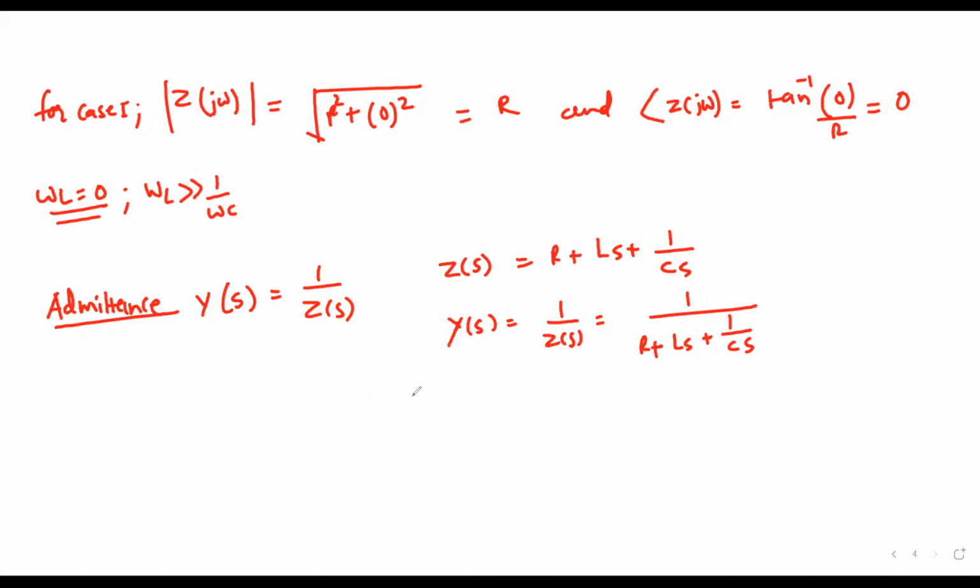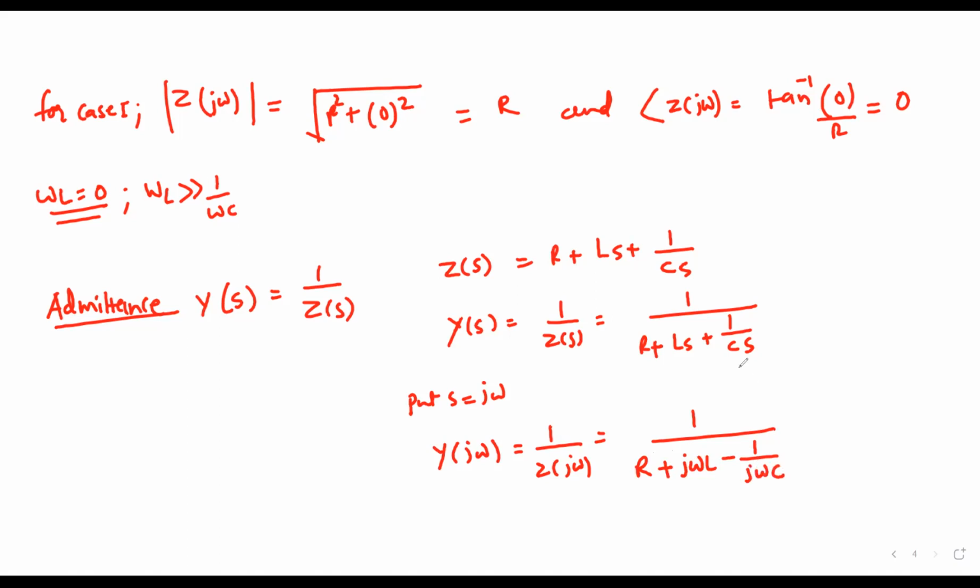So we put S equal to j omega in the above expression. The admittance takes the form now 1 over the impedance at j omega, so it takes the final value 1 over R plus j omega L minus 1 over j omega C. We've solved this for the impedance case. So this can further be simplified as R plus j omega.